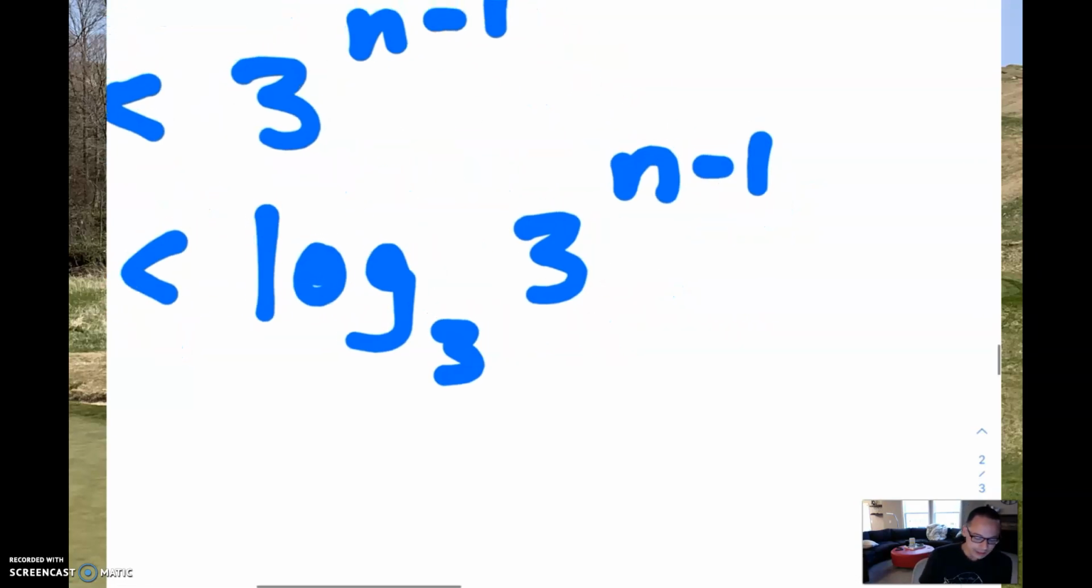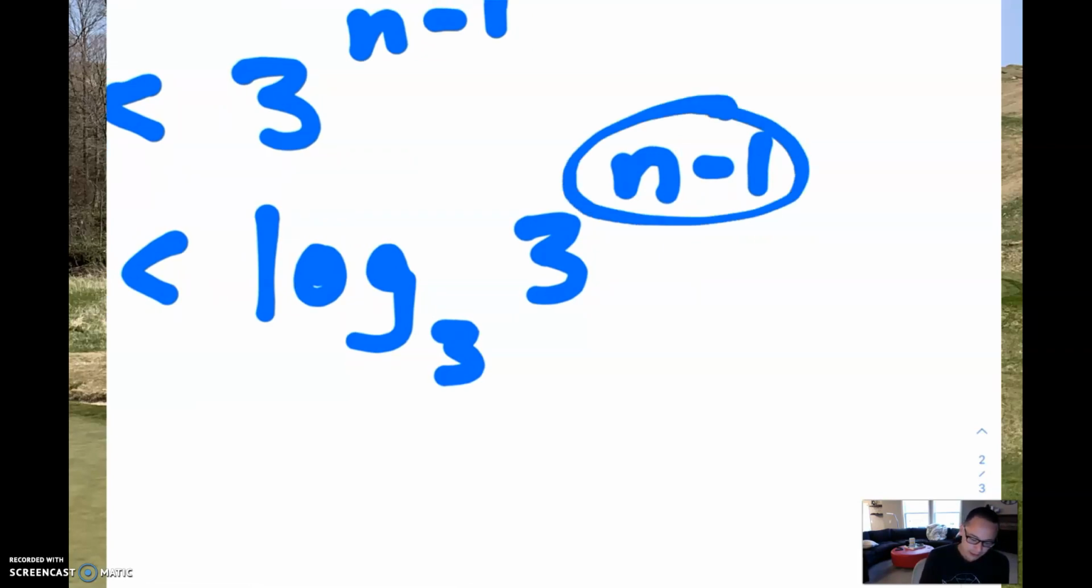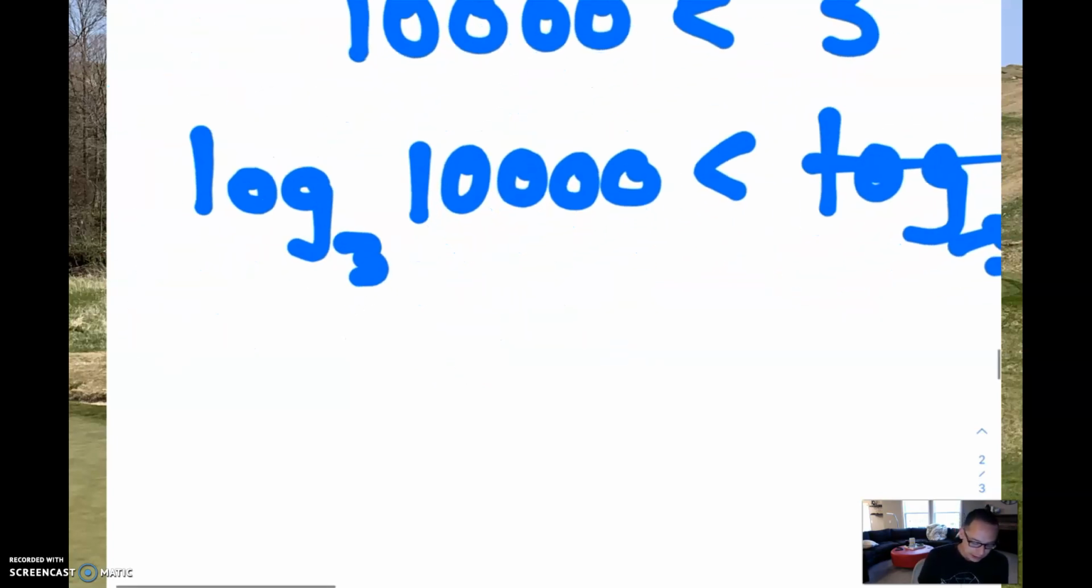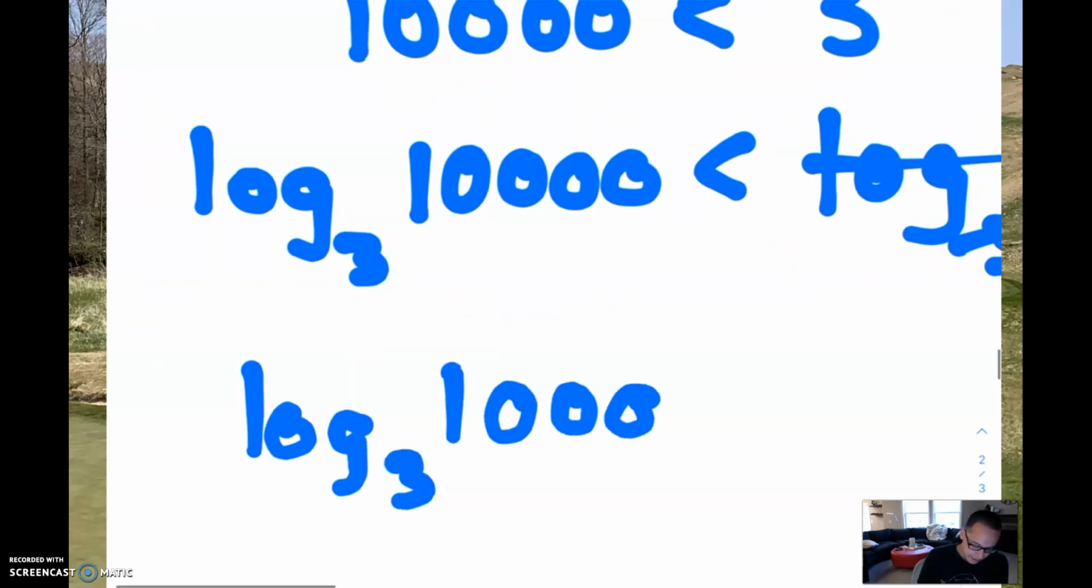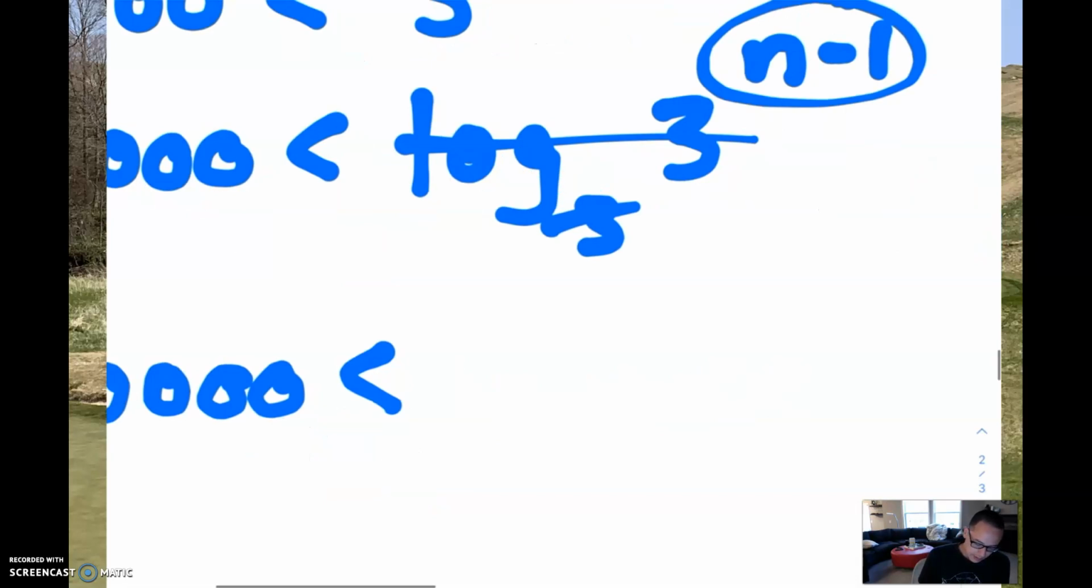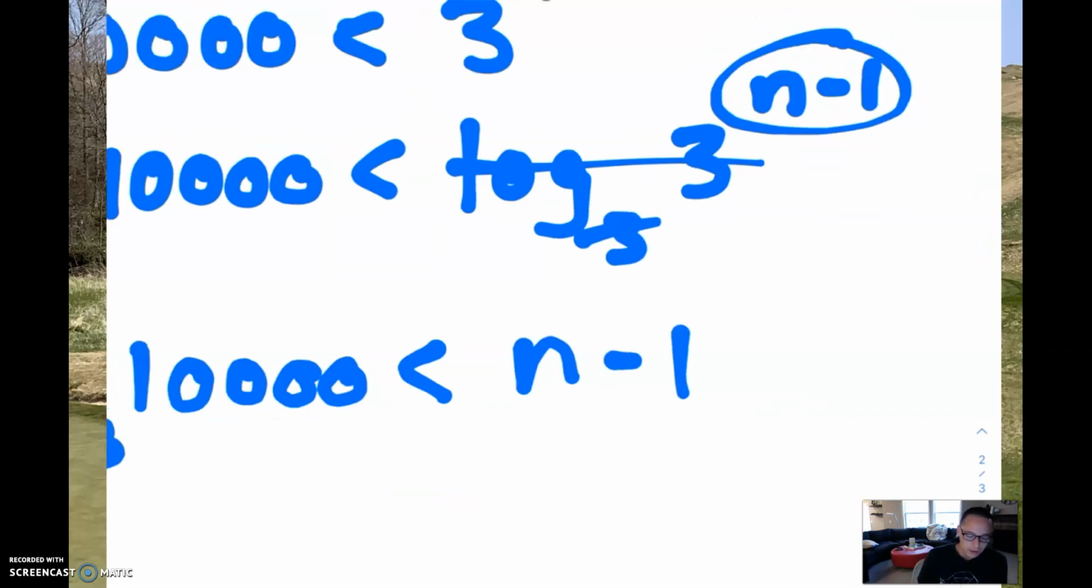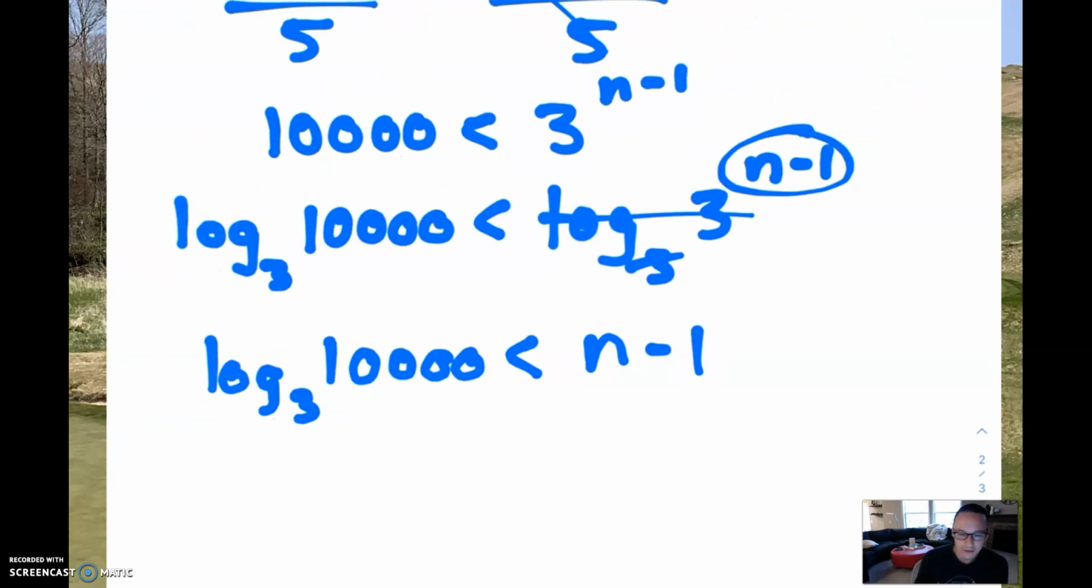The reason I do this is because, hopefully you remember the power rule of logs. You can take this exponent and throw it in front, and then the log base 3 of 3 is just equal to 1. So it essentially just cancels out, and you're just left with n minus 1. So we get log base 3 of 10,000, and then n minus 1 over here. So we canceled out those logs.